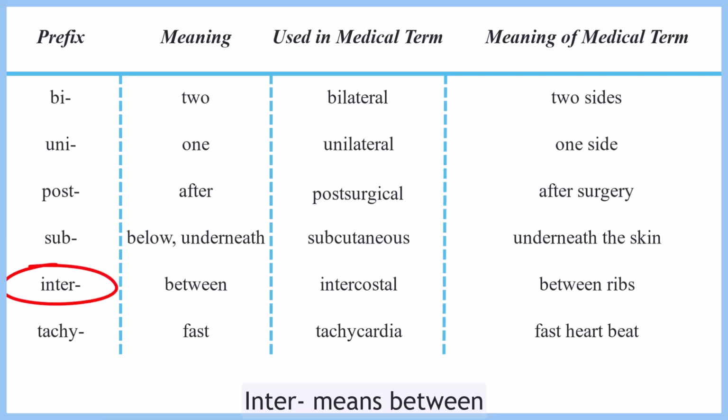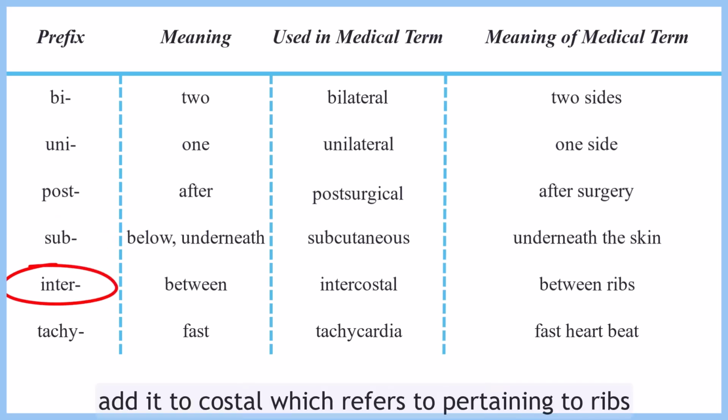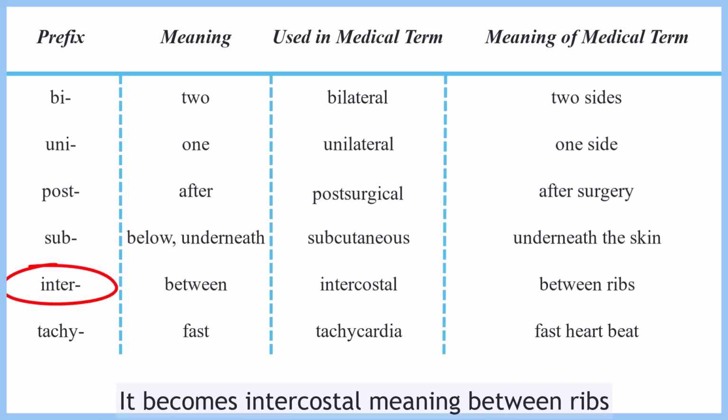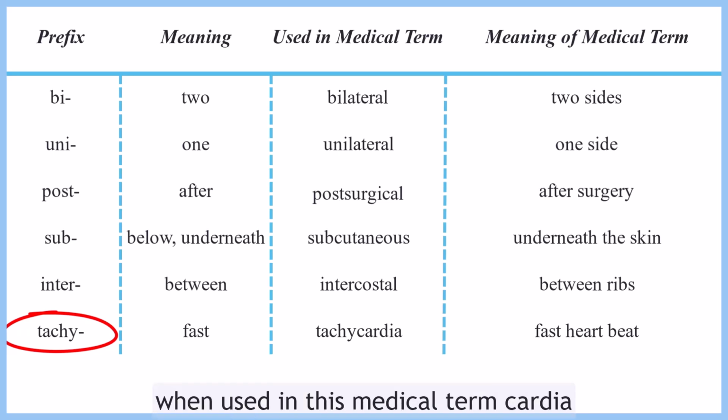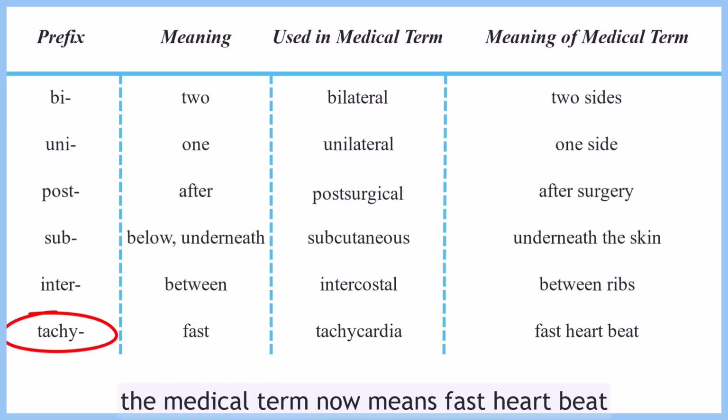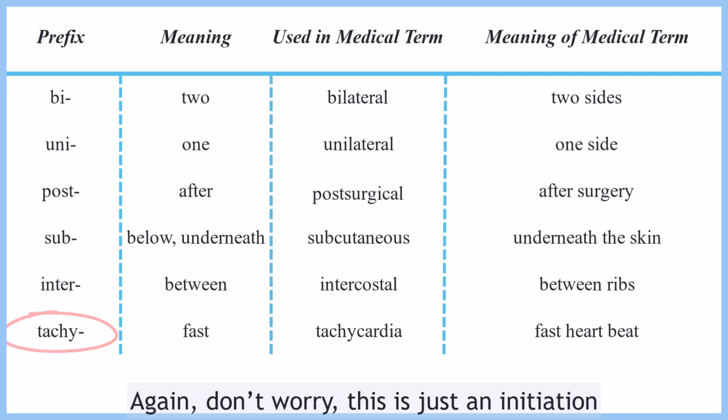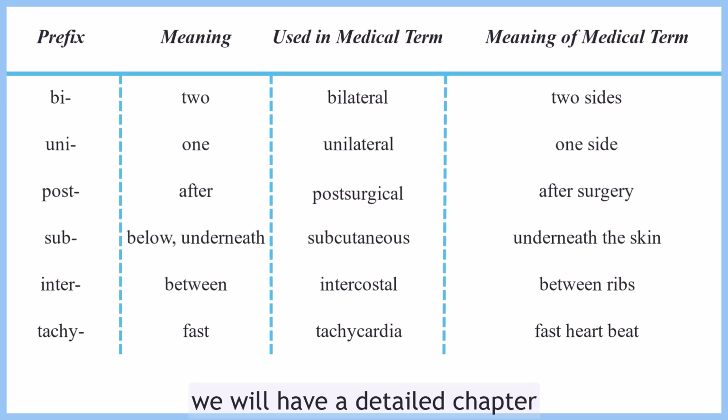Inter means between. Added to costal, which means pertaining to ribs, it becomes intercostal, meaning between ribs. Tachy means fast. When used in this medical term, cardia, the medical term now means fast heartbeat. Again, don't worry, this is just an initiation. We will have a detailed chapter on all types of prefixes.